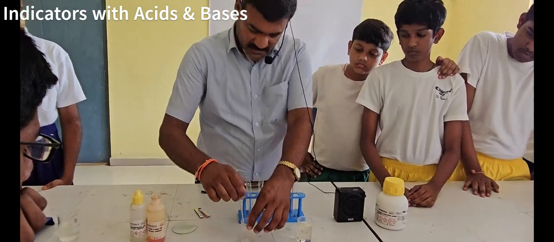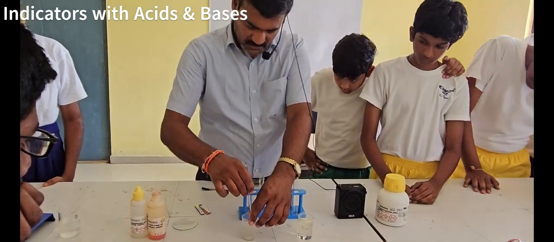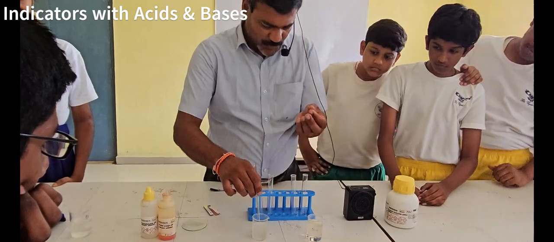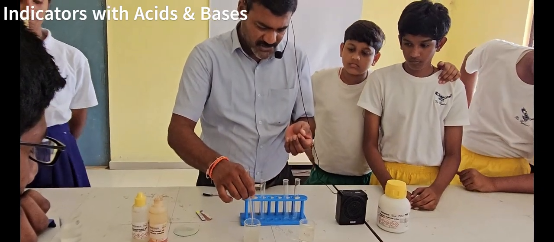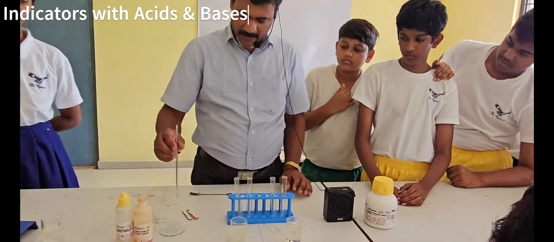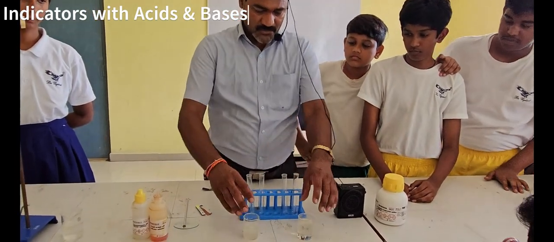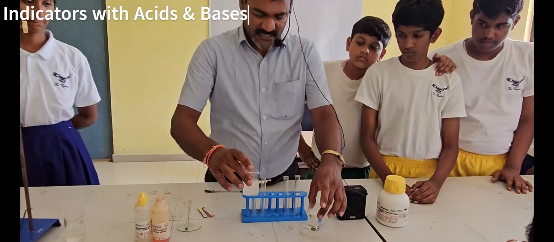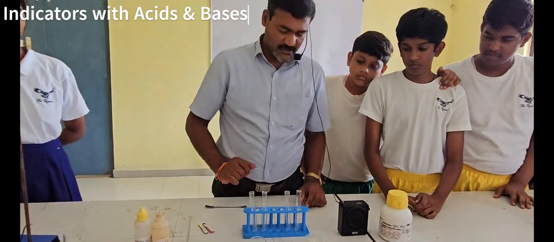This is a base. If you touch it, it will be very soapy, because all bases are soapy to touch. And if you touch this acid, it's oily. Right. Now, this is acid, which is hydrochloric acid, and this is base, which is potassium hydroxide base.